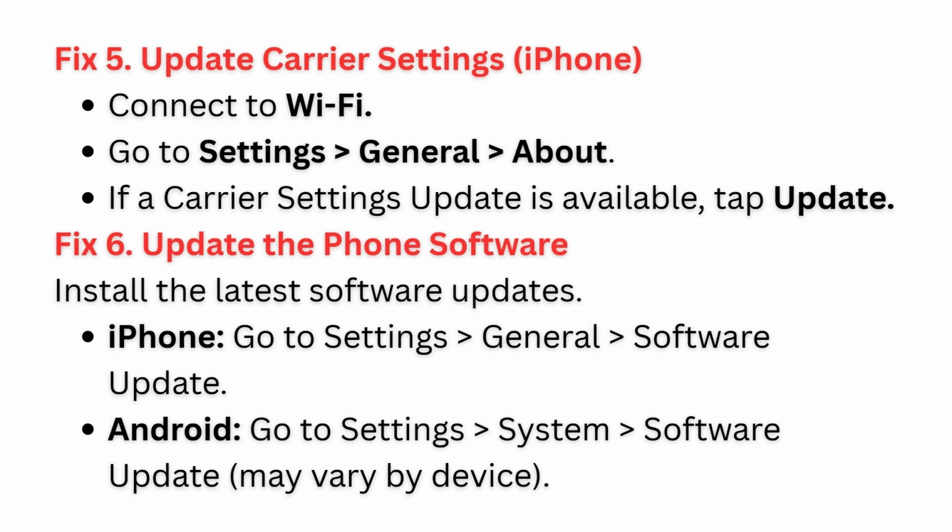Fix 6. Update the phone software. Install the latest software update. On iPhone, go to Settings, select General, and then go to Software Update. On Android, you can go to Settings, select System, and then select Software Update, which may vary by device.